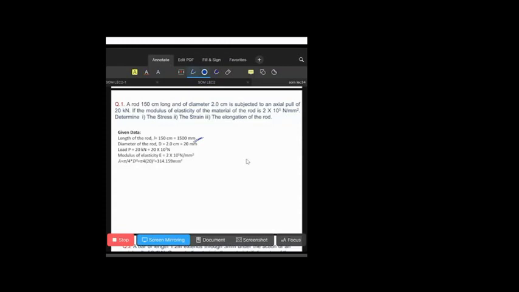Whenever we are solving a problem in solid mechanics, please keep a note of this. Your load should always be in Newton, and your stress should always be in Newton per mm square. It means your area will be in terms of mm square. Your change in length should also be in mm, and length should also be in mm.